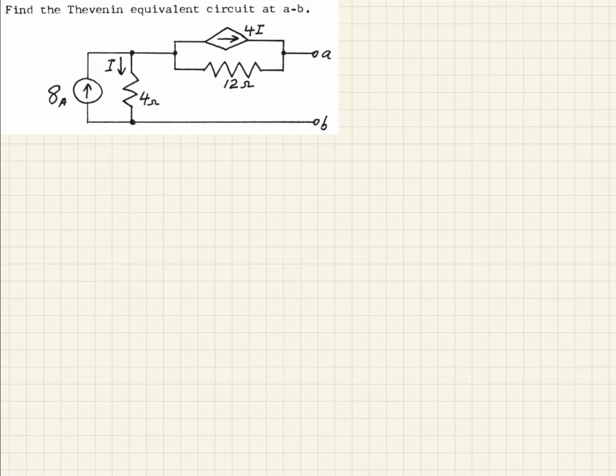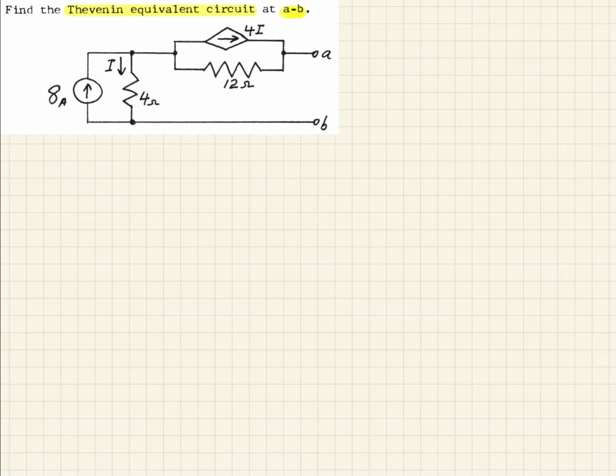So this is an interesting circuit that we're presented with, that we're asked to find the Thevenin equivalent circuit between A and B. So that's these two terminals here. And we notice in this circuit we have an independent current source of 8 amps. And then we also have this dependent current source, which is defined as 4 times I, where I is the current that's going to be flowing through this 4 ohm resistor. So let's see what's involved with determining the Thevenin circuit here.